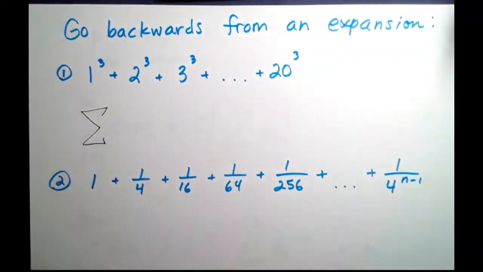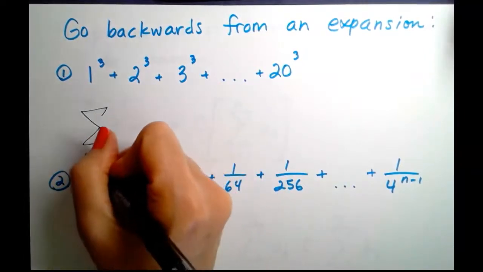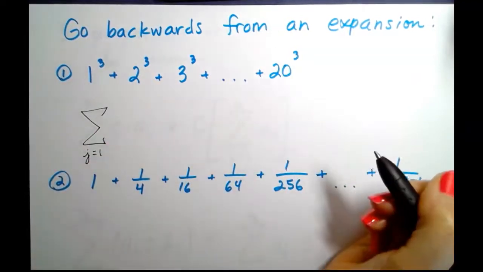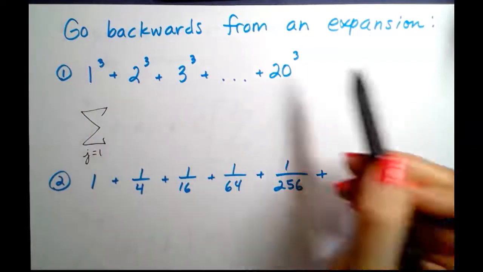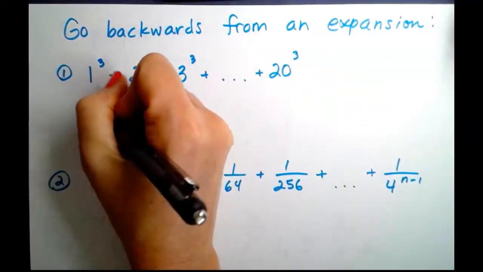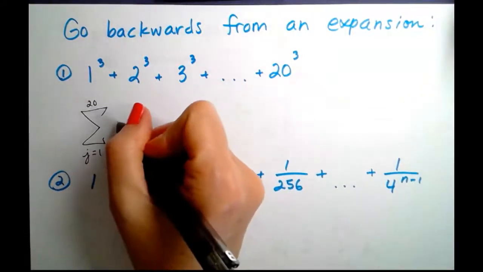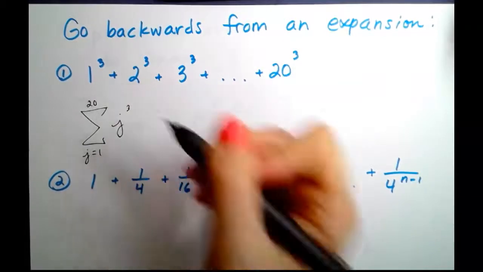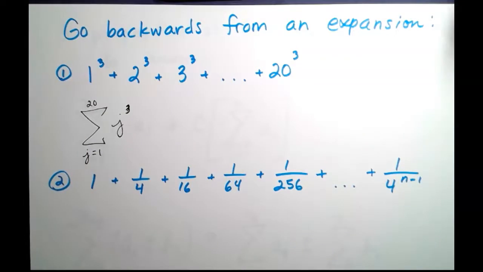So, drawing your funky uppercase sigma, and this time I'll go with a J. How about that? So, J equals 1. Our lower limit is 1 because that's our first term. Our upper limit is 20 because it's expanding to the 20th term. And then our argument, J, is getting raised to the third power. That is supposed to be a 3. There we go. Our J is getting raised to the third.